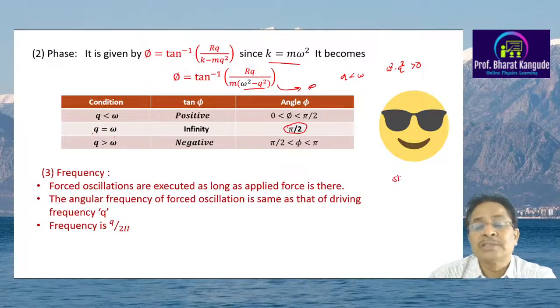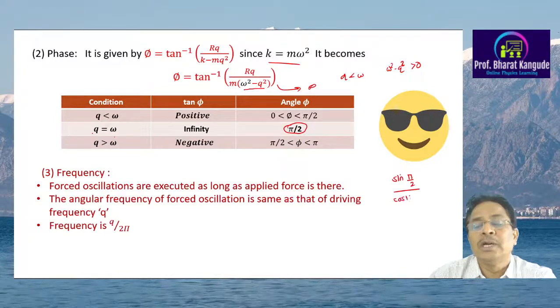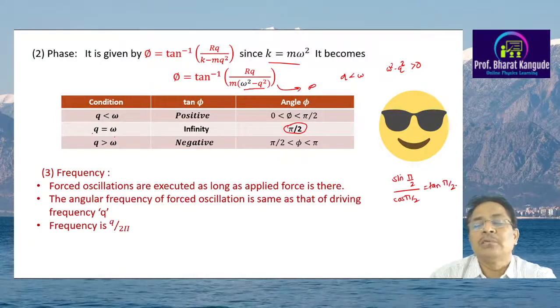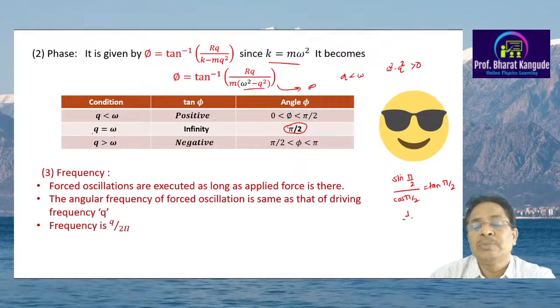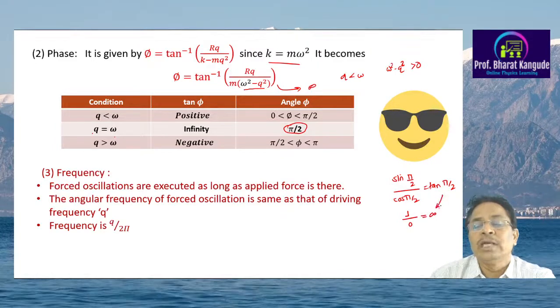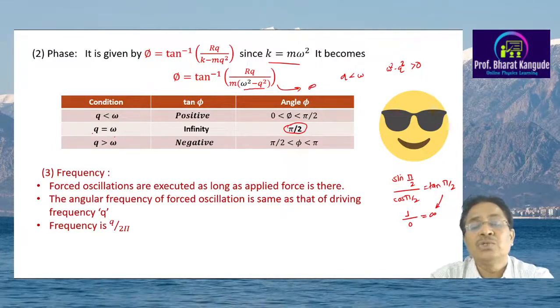We always know sine of pi by 2 divided by cos of pi by 2 is defined to be tan pi by 2, and we know that the value of sine pi by 2 is 1 and cos pi by 2 is 0. So 1 upon 0 is equal to infinity. Therefore, tan pi by 2 is equal to infinity, or tan inverse infinity is equal to pi by 2.